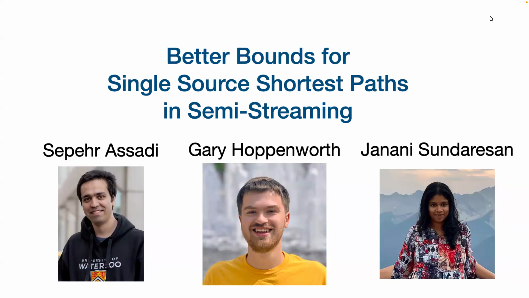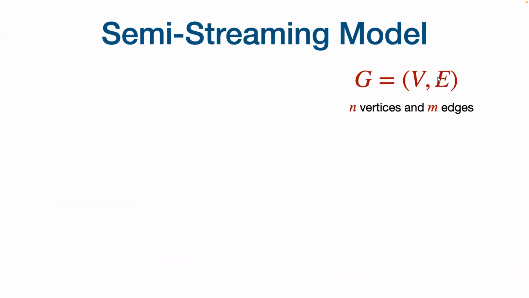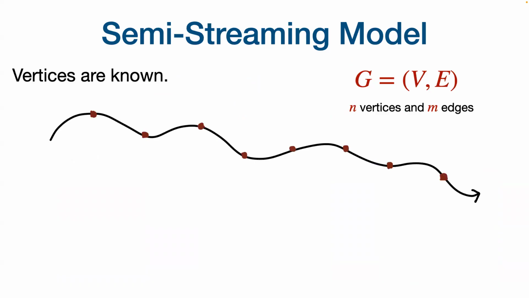We're going to be talking about single source shortest paths in semi-streaming. Let me start by defining the model. Here, you have a graph with n vertices and m edges. The vertex set is already given to you, and the edges are not known initially. The edges come one by one in some arbitrary order that you don't have any control over, and you'll see all the m edges.